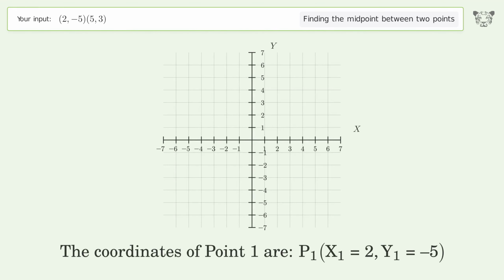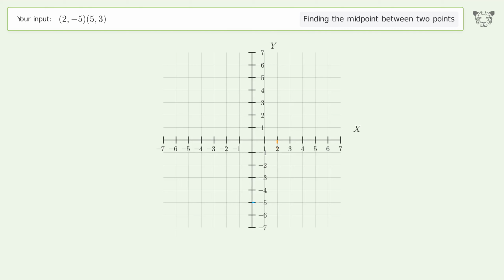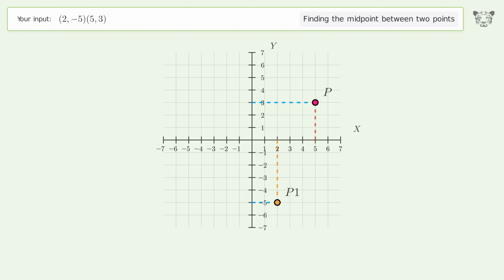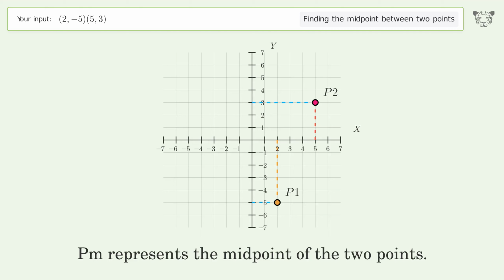The coordinates of point 1 are, x1 equals 2, y1 equals -5. The coordinates of point 2 are, x2 equals 5, y2 equals 3. PM represents the midpoint of the 2 points.